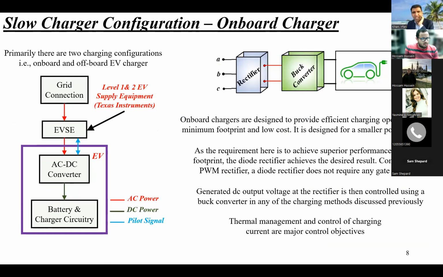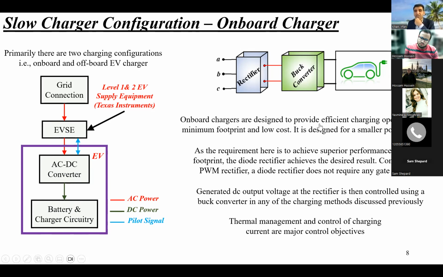Okay, so the slow charger configuration, which is level 1, is the onboard charger. These are traditional onboard chargers, connected to the grid through electric vehicle supply equipment. Inside the vehicle we have the battery, and then we have an AC to DC converter, which converts AC and charges our battery. So this is within the vehicle. And how is it made? It is made up of rectifiers. We use diodes because there is not much control involved. So diode and then buck converter to charge our battery.